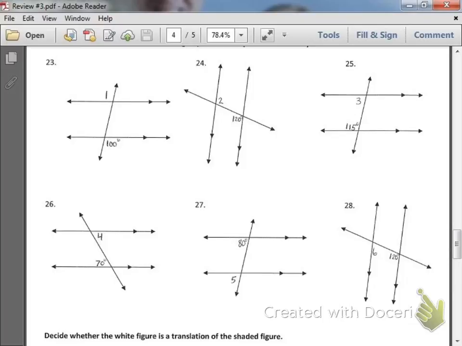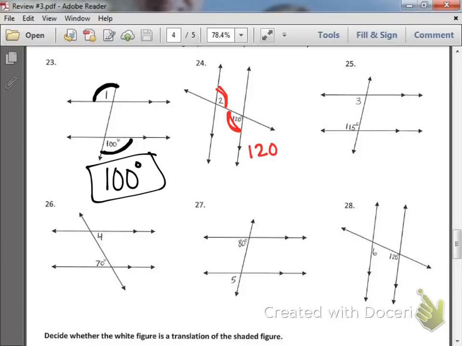Alright, we are supposed to find the measure of the numbered angles. So we're looking for angle 1 here. What type of angles are these? Alternate exterior. And what do I know about alternate exterior angles? They're the same. So your answer is 100 degrees. Good. The next one, these are alternate interior angles. Alternate interior angles are also congruent. So the measure of angle 2 in this case is 120 degrees.